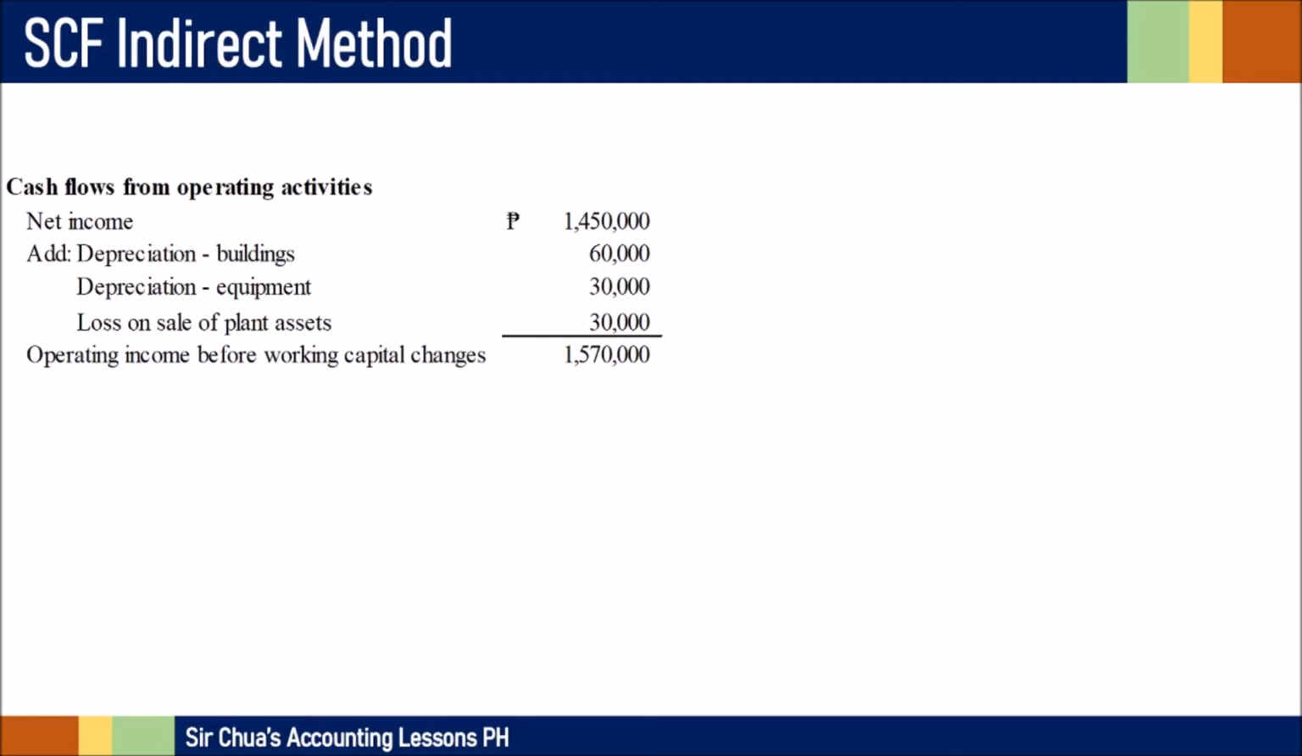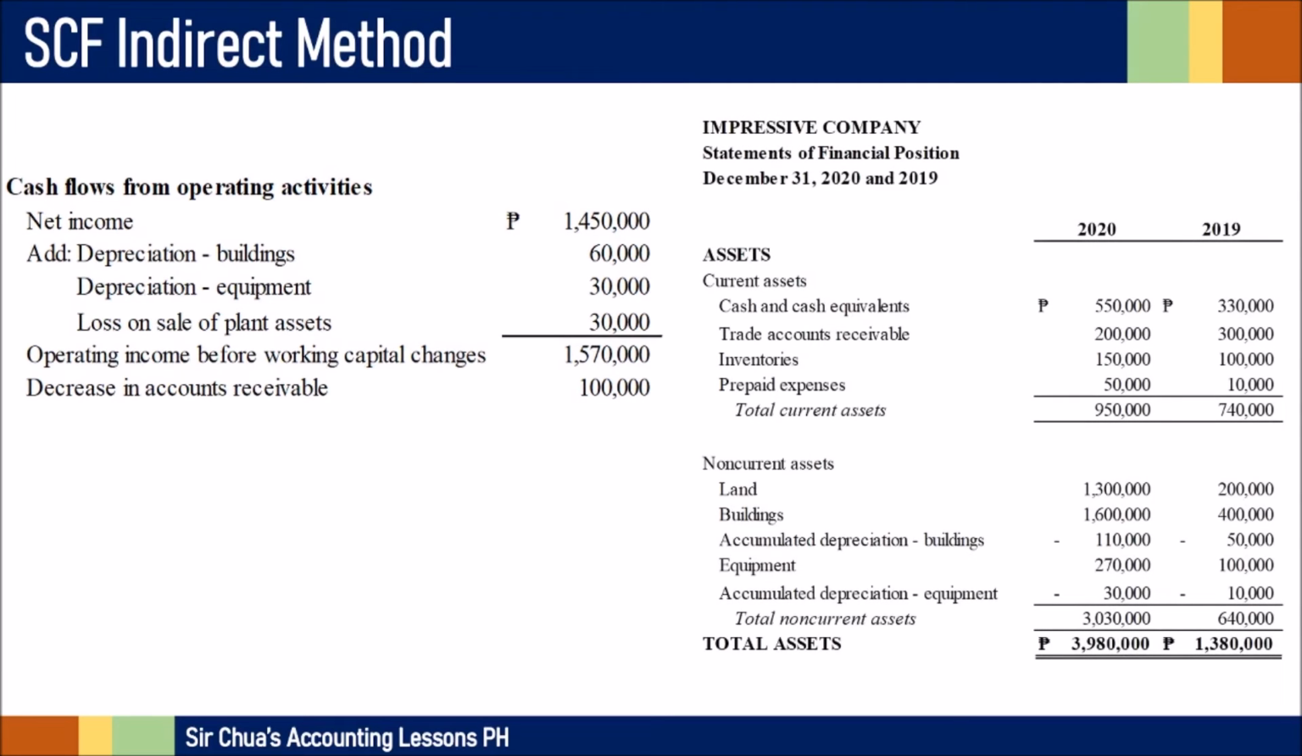Okay, and then we proceed with the changes in financial position. We first report your decrease in accounts receivable. We add any decrease in accounts receivable because if your accounts receivable decrease, it means that the company got cash from that. So if your accounts receivable decreased, the expectation to receive something goes down because you already received that cash from customers, so you need to add that.